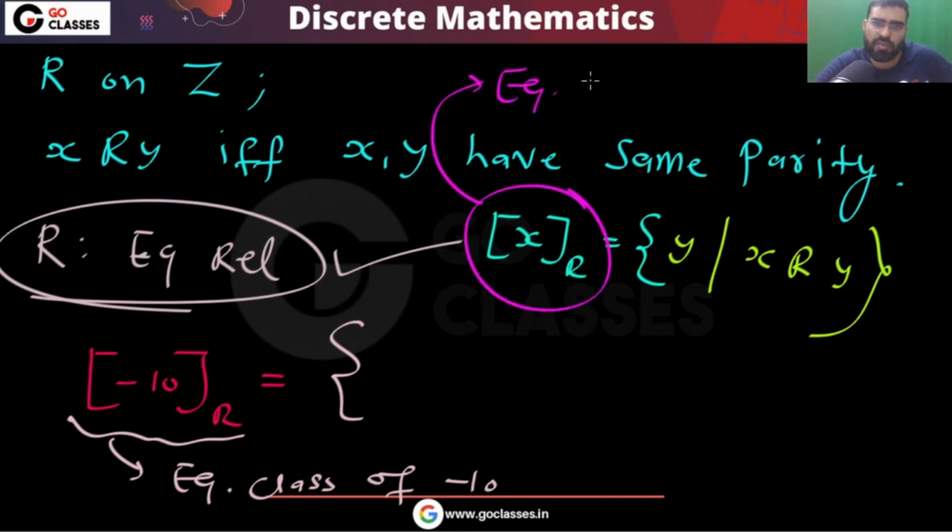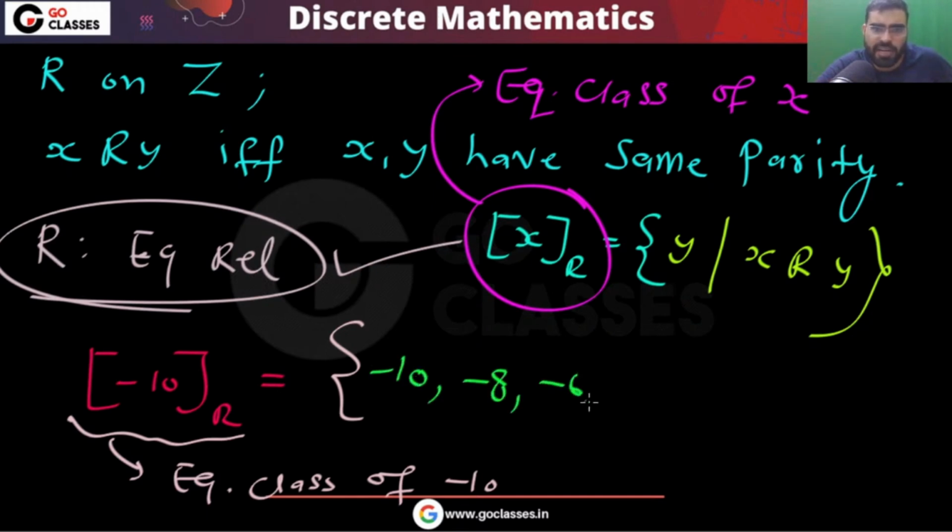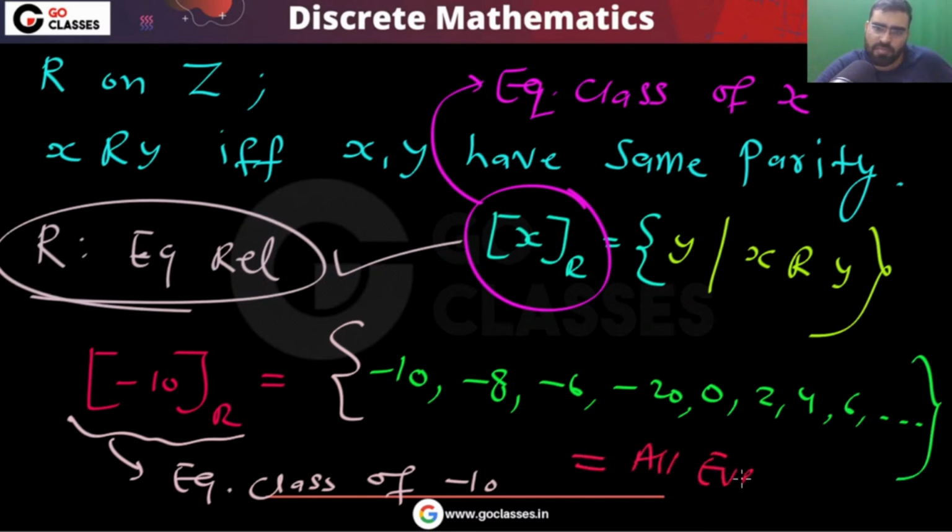So what is the equivalence class of -10? All the elements that are related to -10. -10 is even, so it is related to every even number. So you can notice that this will be the set of all even numbers. All even numbers will be in one class.